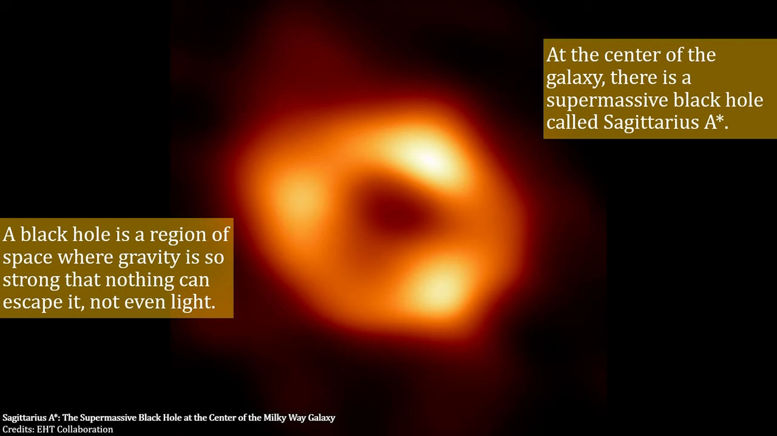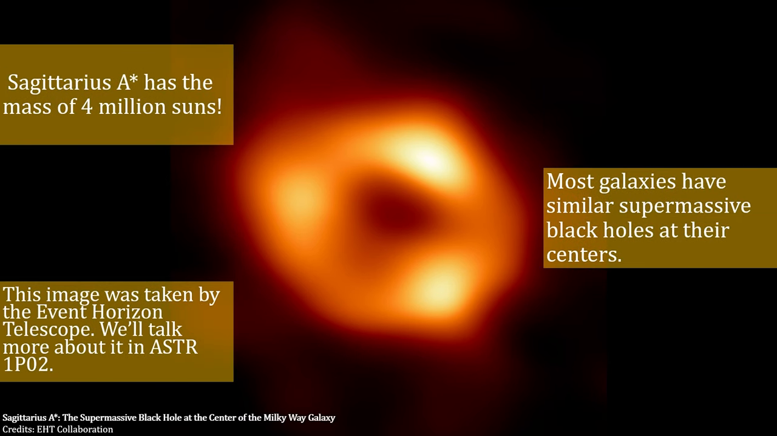All right, so at the center of our galaxy, there is a supermassive black hole called Sagittarius A star. A black hole is a region of space where gravity is so strong that nothing can escape that region, not even light, which is why it's black, because light from it cannot reach us. This black hole at the center of our galaxy, Sagittarius A star, has the mass of 4 million suns. And that's why it's called a supermassive black hole.